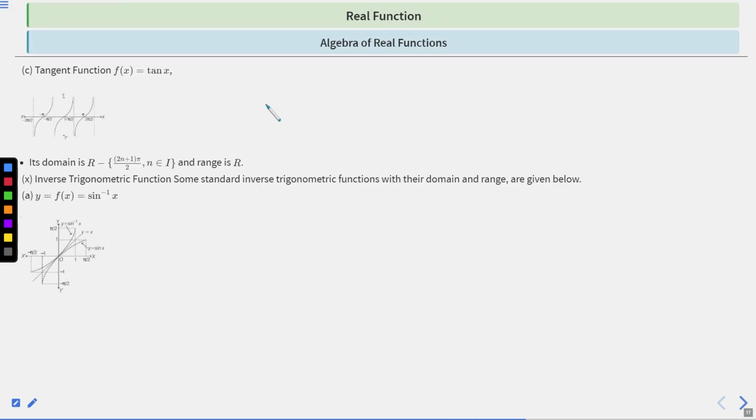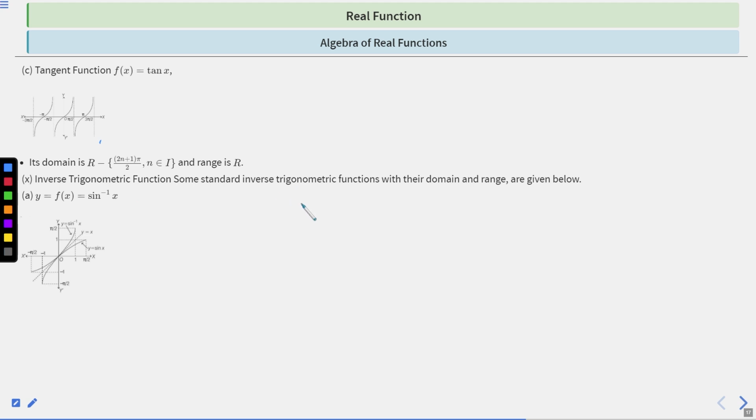Next is the tangent function, f(x) = tan x. The graph of f(x) = tan x is like this. You have to remember this. Its domain is R, all real values except (2n+1)π/2. That is, x should not be an odd multiple of π/2, because tan x is basically sin x upon cos x, and for tan x to be defined, cos x should not be equal to 0. And cos x is 0 at odd multiples of π/2. So its domain is all real values except odd multiples of π/2, where n is an integer, and range is R.